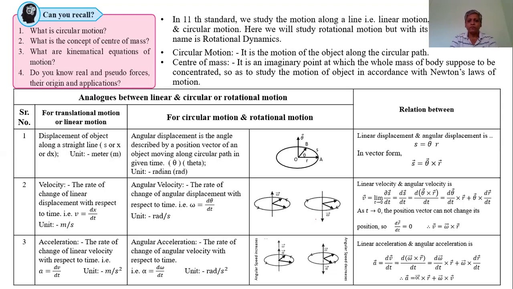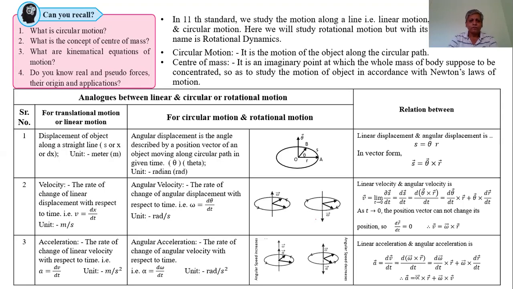The second point is center of mass. It is an imaginary point at which the whole mass of the body is supposed to be concentrated, so as to study the motion of the object in accordance with Newton's laws of motion. That means when we move a small disk in a circular orbit, all the particles of that disk perform circular motion except a single particle. The particle at which the whole mass of the body is supposed to be concentrated moves along a straight line, a linear path, and cannot perform a circular path. That particle is the center of mass of that body.